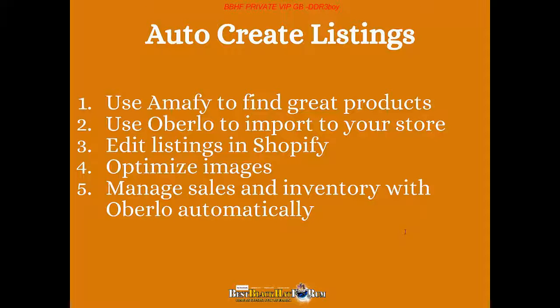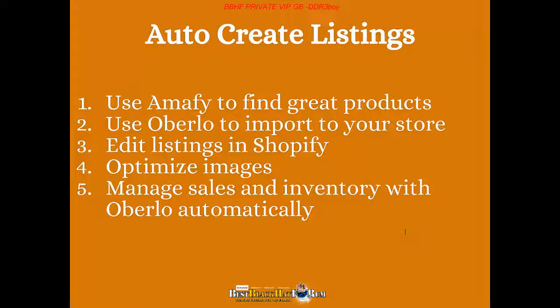So what do we mean when we say auto creating listings, that this is an auto creation plugin? What we mean is that you're going through this 5-step process. It's really simple. Number 1, you want to use Amafy to find great products. Amafy is the tool that's available in your dashboard. It's the tool that lets you search AliExpress for great products. It's got an algorithm that will auto show you some of the top selling stuff in whatever term you search.